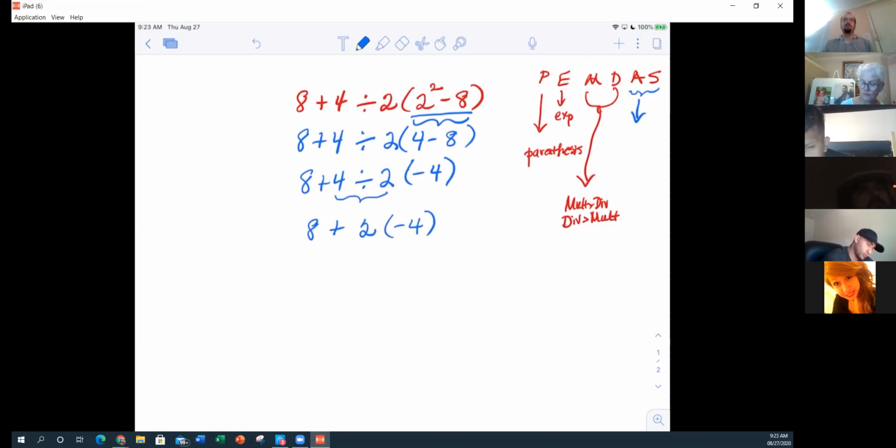And then we still have a multiplication, so we need to do it before we do the addition. So that's going to be 8 plus 2 times -4 is -8. And 8 plus -8 is 0. Again, addition and subtraction is in the order that you see it. So always keep the number inside the parentheses after the exponent stuff. All right.